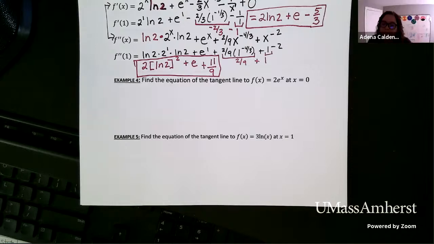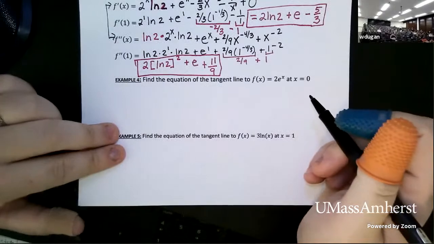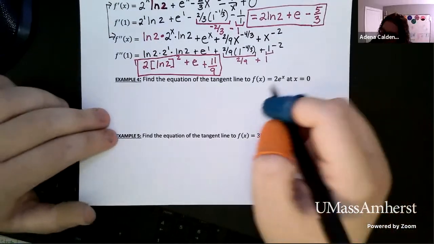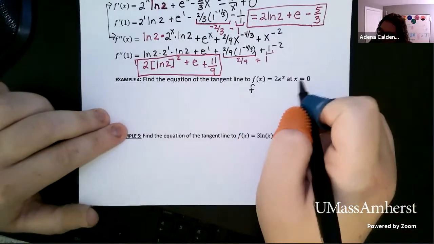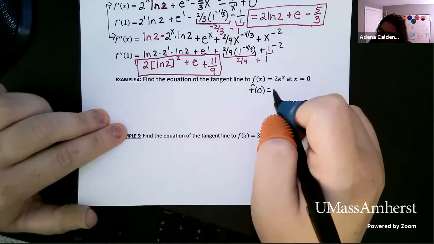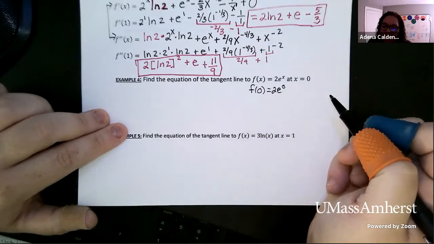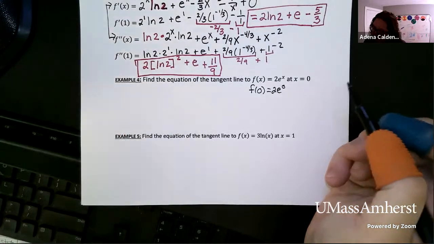All right, so let's go through this process. So again, we need a point and a slope. It doesn't matter which one you do first. So to find our point, we need to plug the x value into the function, because again, this is the point that is shared by the tangent line and the function. It's where the tangent line touches.